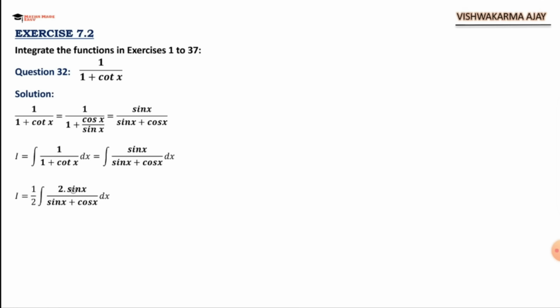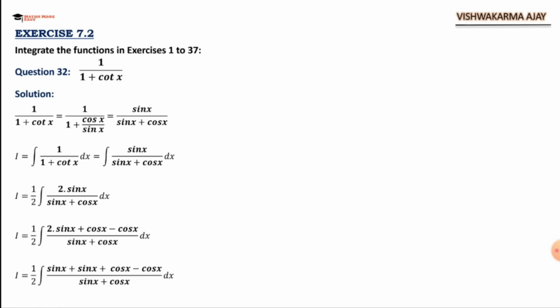Now we have sin x, meaning I have 2 sin x plus sin x. I just need cos x 2 times, so I will be writing plus cos x minus cos x, like here. Later on, 2 sin x can be written as sin x plus sin x. So my plan is, I will be taking this sin x plus cos x as one term, and it cancels, and this sin x minus cos x upon sin x plus cos x as another term. We'll see how we can do that.